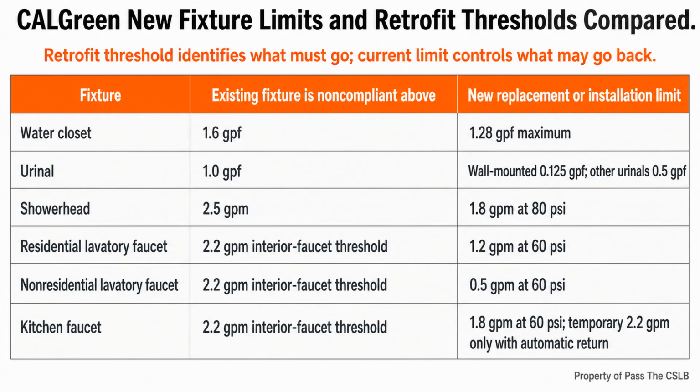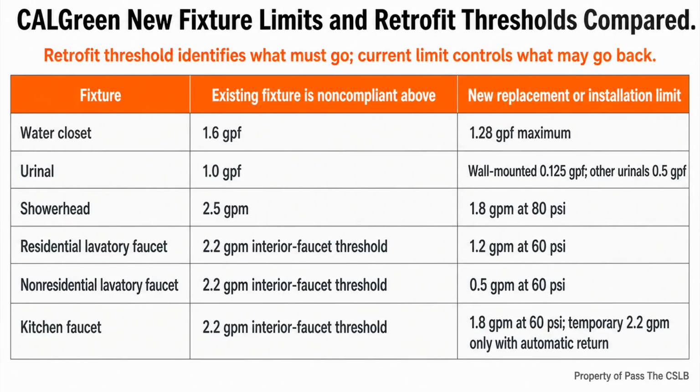Because project facts and local administration matter, I would verify the applicable scope with the building department, rather than treating a summary as project-specific legal advice. This is also where precise language matters. More than 1.6 is not the same as 1.6 or more. More than 2.5 is not the same as 2.5 or more. The source uses threshold language, and I preserve it.